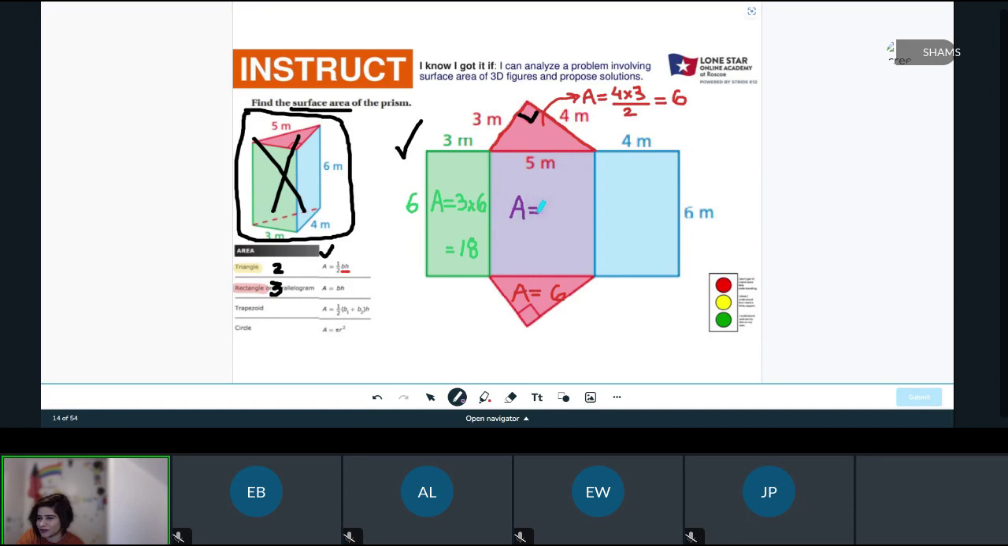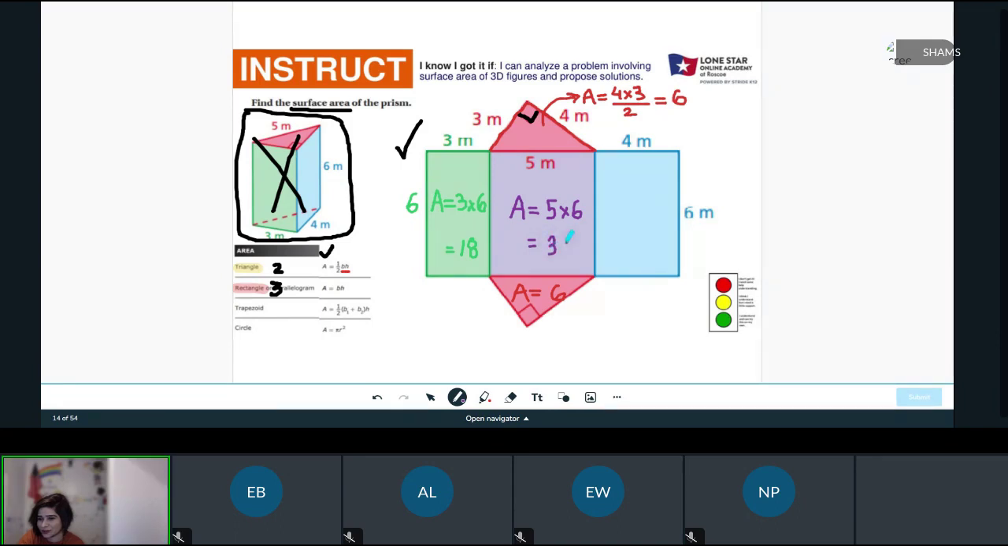Purple rectangle. Drop here in the chat what the dimensions of the purple rectangle are. Drop here in the chat the two dimensions for the purple rectangle. Adeline, I want to hear from you the dimensions of the purple rectangle. Jose, Katie, very good. You say 5 by 6. Jaden, very good. 5 by 6. Naila, Jose, very good. 5 by 6. Area is going to be 30.